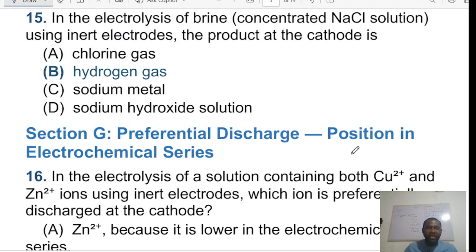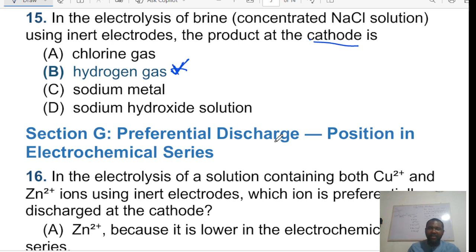Now the next question says, in the electrolysis of brine, concentrated sodium chloride, using inert electrodes, the product at the cathode is... Now I want to say this: remember it has to be a positive ion that will be discharged at the cathode. So the answer to this question is hydrogen gas. Now I want to say something here, just for you to remember.